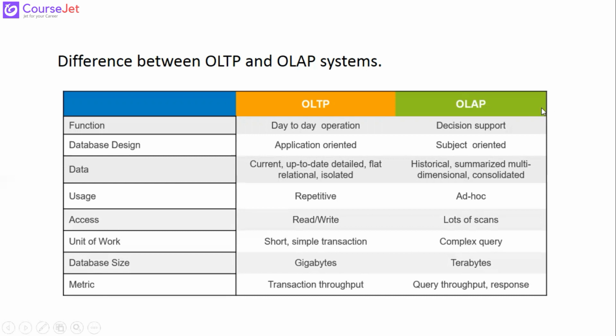falls into OLAP. So these are some of the differences. OLTP is day-to-day operations, and OLAP is used for decision support. Suppose we have a product and we need to decide how the sales are in a particular area for the last 5 years. In that case, we can query the OLAP and get the output. With that, we can decide what has to be done to improve the business.